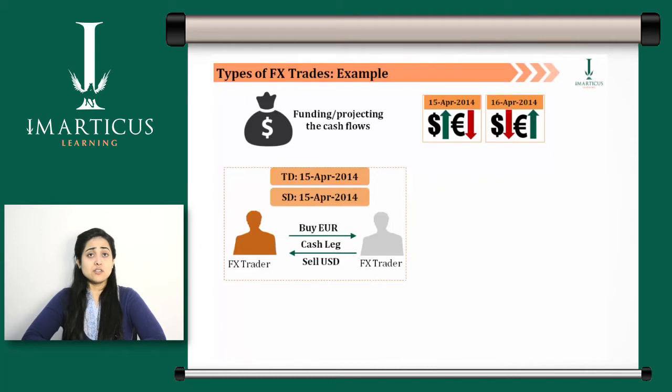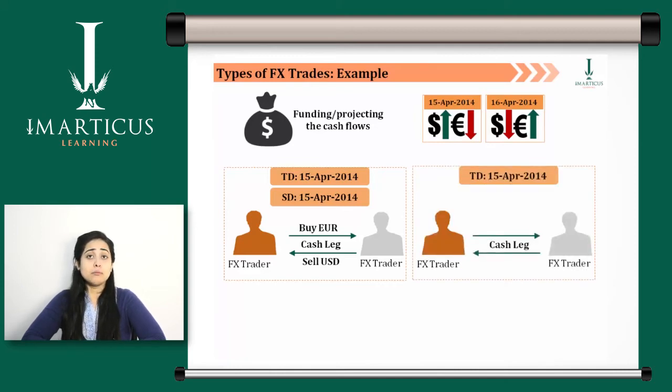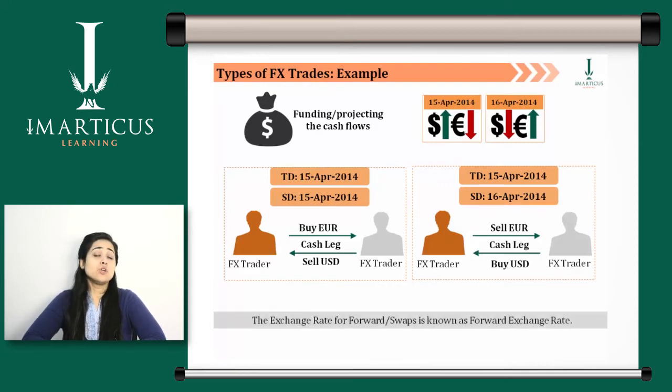The FX traders can hence agree to an FX swap where they will trade on 15 April 2014. They will buy Euro and sell USD on the cash leg with a settlement date of 15 April 2014. They will sell Euro and buy USD on the tom leg with a settlement date of 16 April 2014. The exchange rate used in forwards or swaps is known as the forward exchange rate. It is derived from the spot exchange rate by factoring in the short-term interest rates of both the currencies.